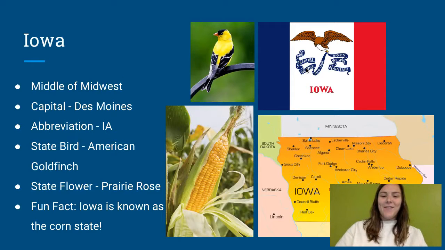Iowa is in the middle of the Midwest region. Iowa's capital is Des Moines. The abbreviation for Iowa is IA. The state bird is the American goldfinch. The state flower is prairie rose. Iowa is known as the corn state.